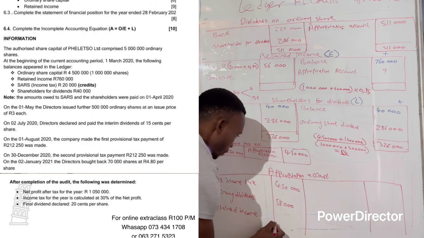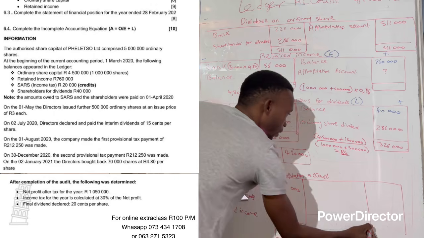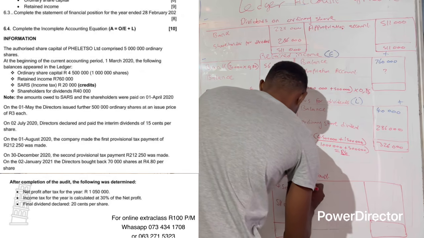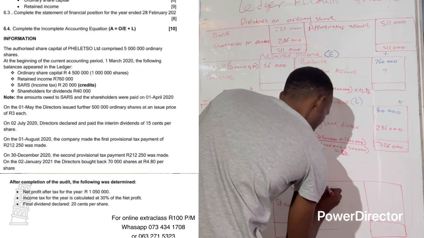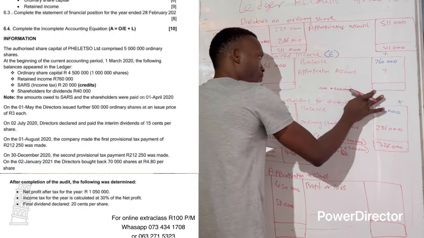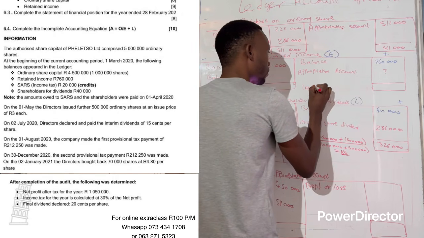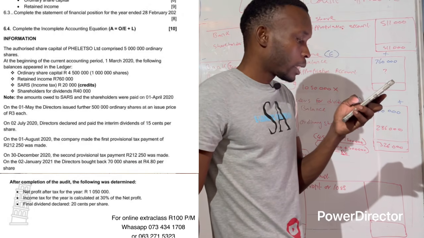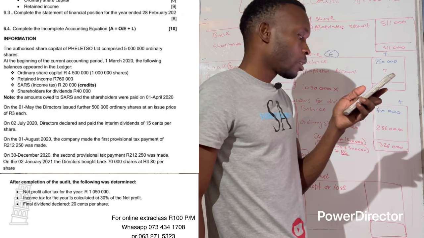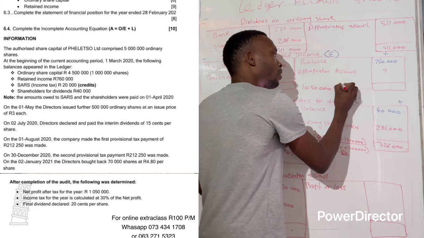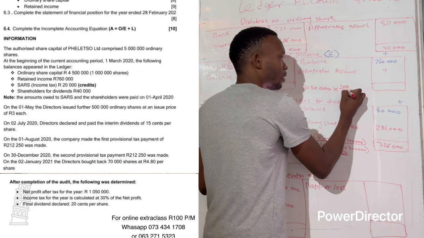Retained income, guys, is a balancing figure. Here we have a profit or loss. Profit or loss is a net profit before tax. Remember, they give us after tax, guys, of 1,050,000. You must first reverse it to before tax. How do we do that? They say that the net profit after tax is 1,050,000 rand. You must multiply. We are looking for original 100, and what we have is 70.